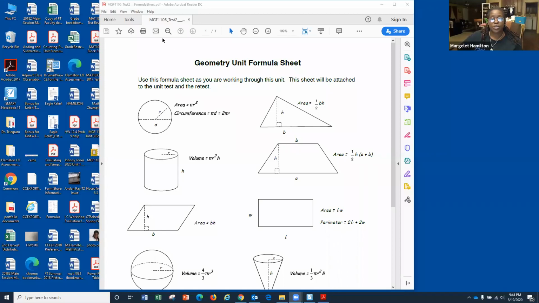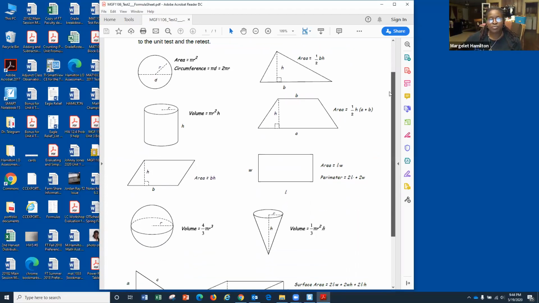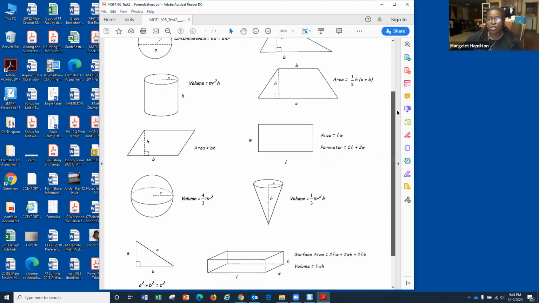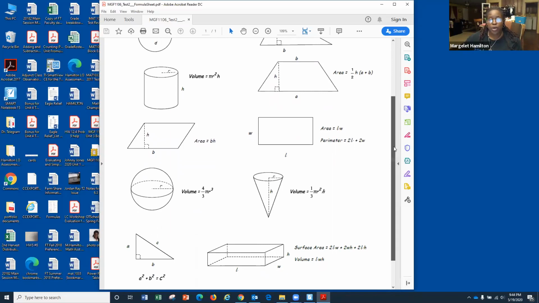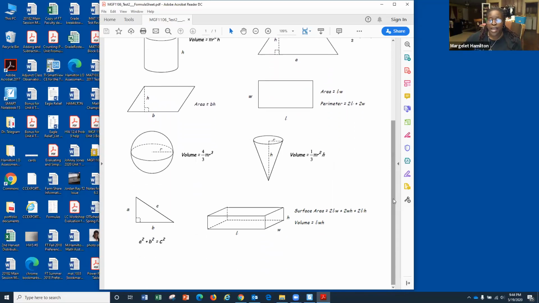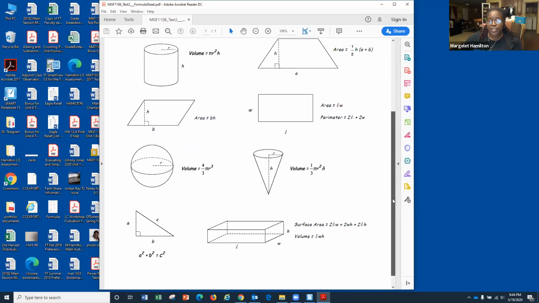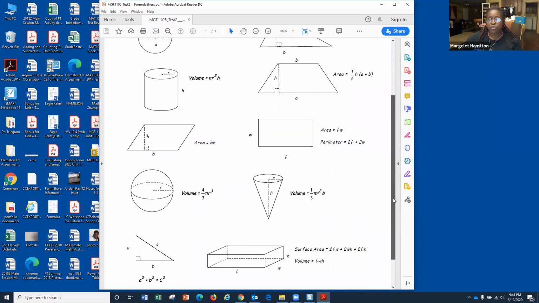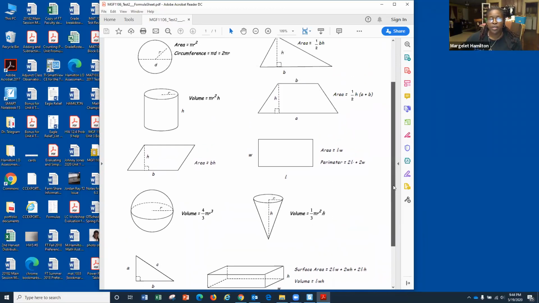All right, so on this test, you'll be given a formula sheet to study with as well as on your test. So your geometry formula sheet will look like this. You will use this as you are doing your homework while you're studying, and you will not need to bring it to the test, but your instructor will provide it for you.